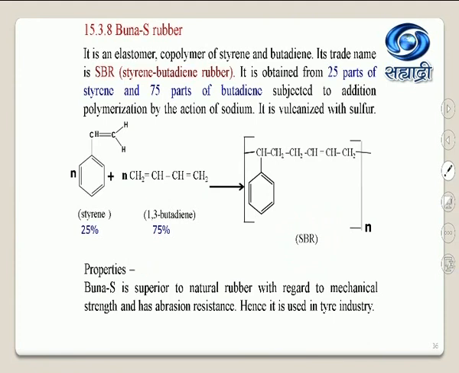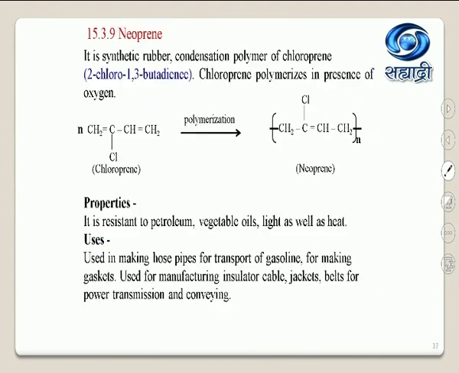What are the properties of this polymer? Buna S is superior to natural rubber with regard to mechanical strength and has abrasion resistance. Hence, it is used in tire industry. Remember students, this rubber is vulcanized with sulfur. There may be the question, SBR is vulcanized with? So answer is, SBR is vulcanized with sulfur.